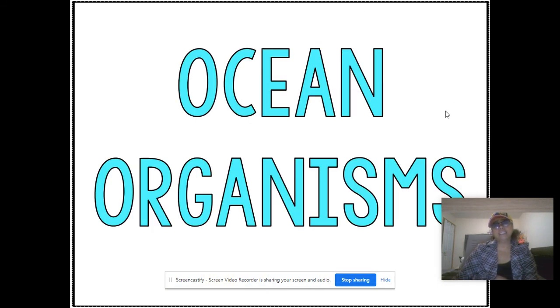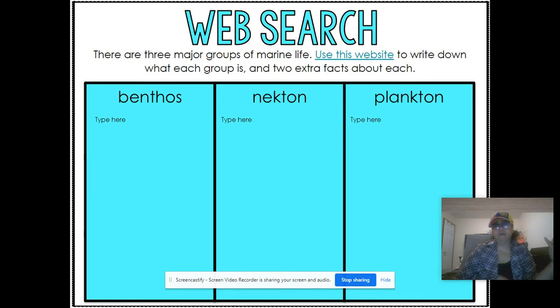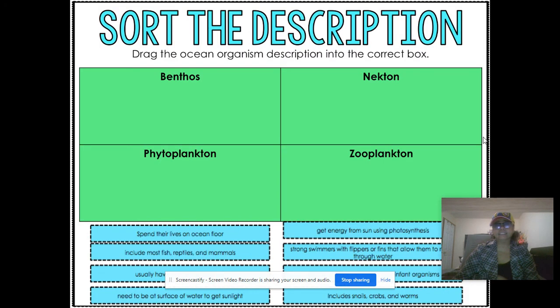Now, ocean organisms, we've mentioned one already, and that would be the plankton. There are others like benthos and nekton. You can use this website, or you can freely choose your own websites maybe to find the answers to this. So I want you to write down what each group is and 2 extra facts about each. So this is now a neat slide that you can fill in the answers.